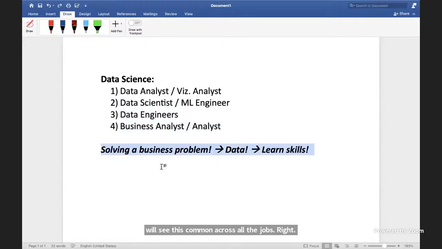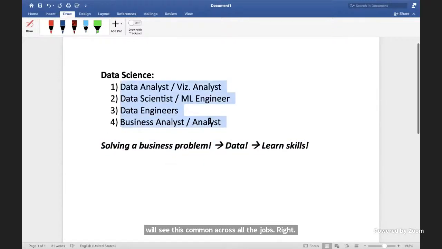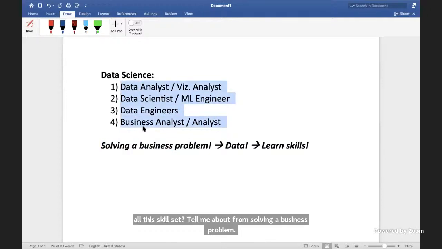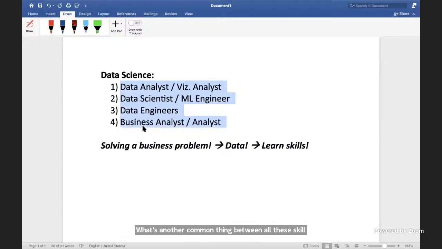Cool. Now, what's the next thing you will have common for all these skill sets? Tell me, apart from solving a business problem, what's another common thing between all these skill sets? What do you think? Now everyone is taking time. Good. Communication skills. So let's talk technical. Communication skill is a soft skill. Ruchi, I'm about to answer that question. Analyzing customer needs. Let's talk technical. What are other skill sets which are common?